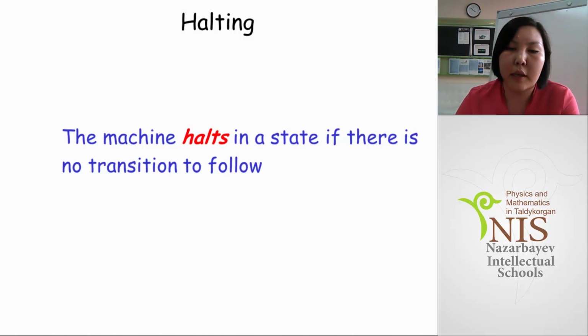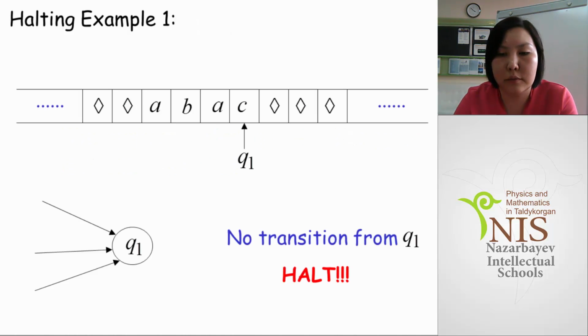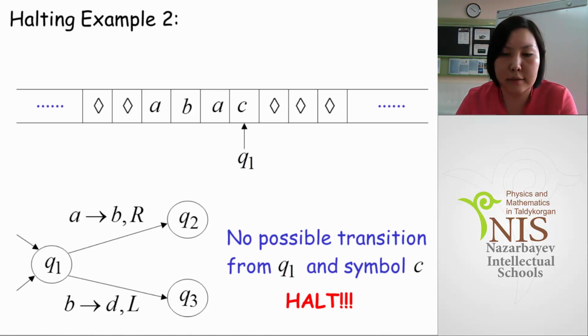Halting. The machine halts in a state if there is no transition to follow. There are two situations to halt. First example, no transition from Q1. We have no flows going out Q1, therefore it stops, halt. Or another example, no possible transitions from Q1 and symbol C, as we said before. In this situation, it also stops.